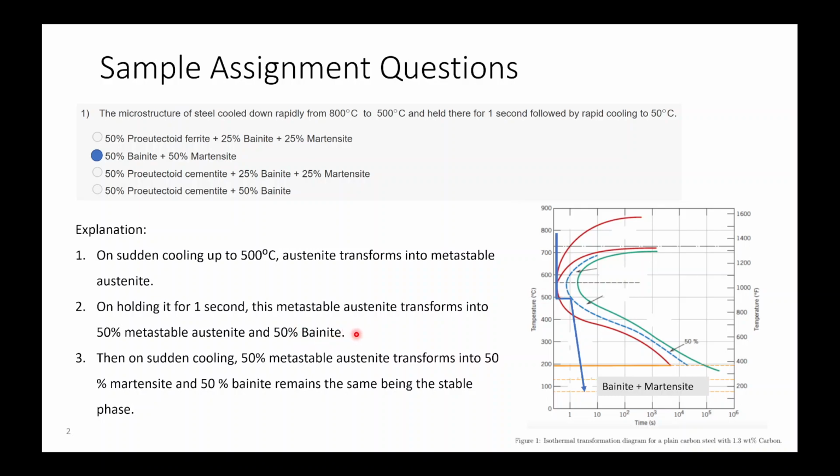Then on sudden cooling to 50 degrees Celsius, which is below the Ms temperature as shown here, the remaining 50% austenite converts to martensite. So your final structure will be 50% bainite and 50% martensite. This 50% bainite won't change on rapid cooling below the bainite temperature because it is a stable structure.